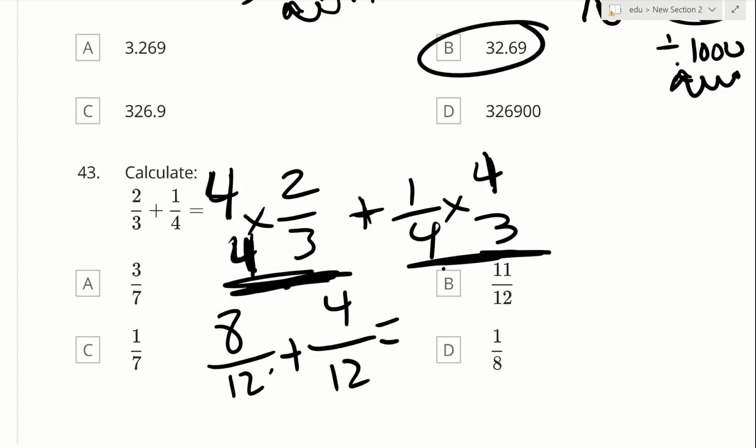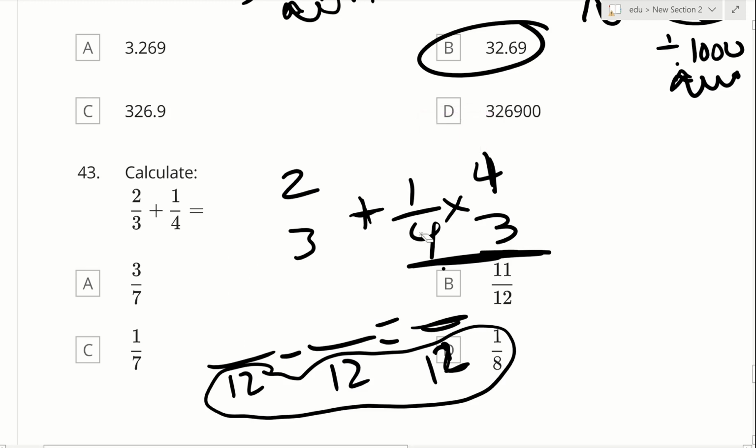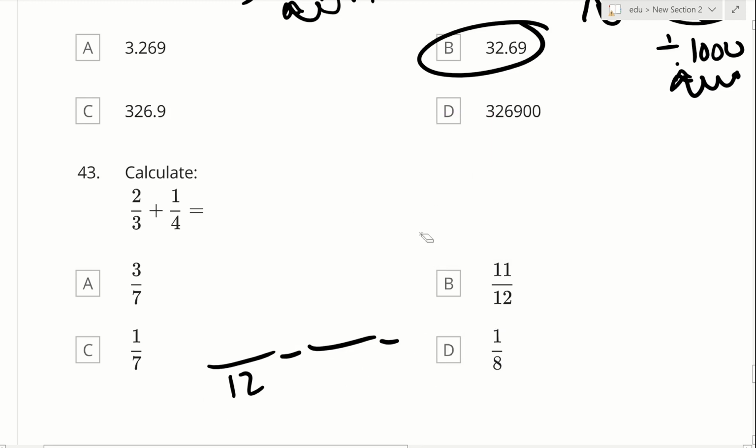So the bottom number is always going to remain the same. It's going to be 12, even in the answer. 8 plus 4, I'm going to add that together, and just give me 1 second, I did something wrong. What did I do wrong? Sorry guys, let me try to do this again. I think I did something wrong.